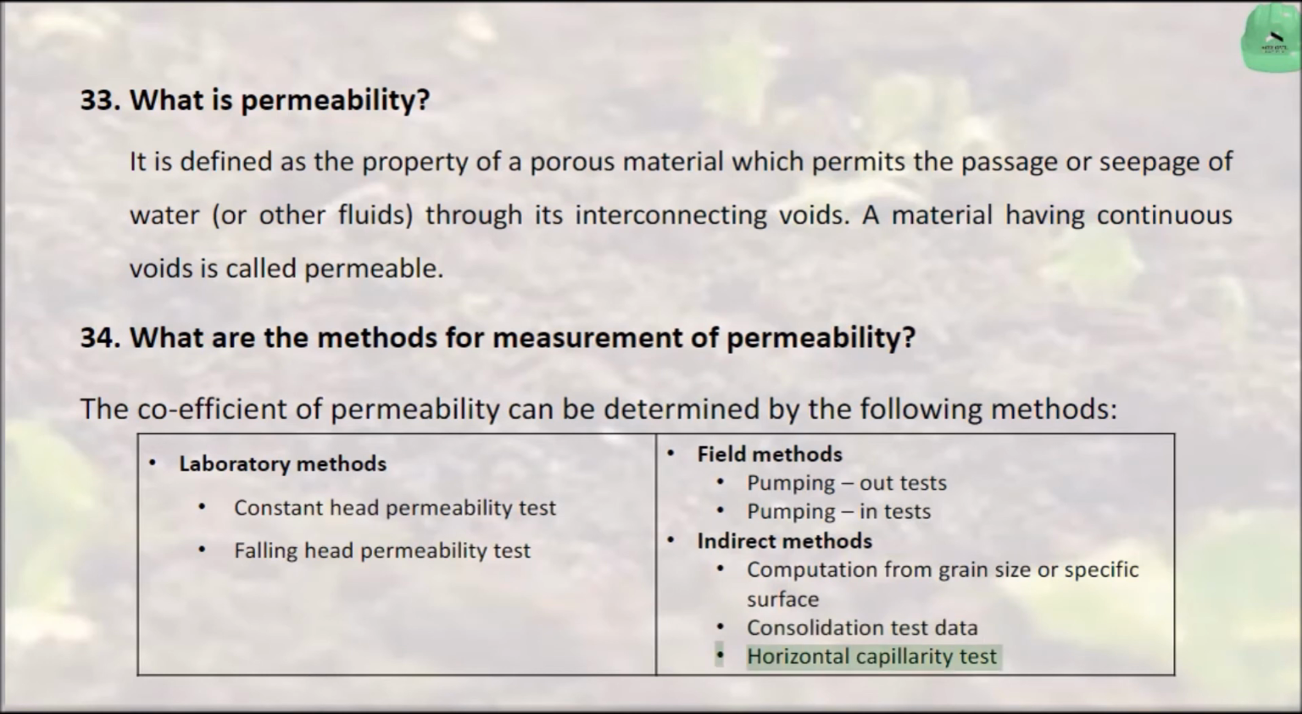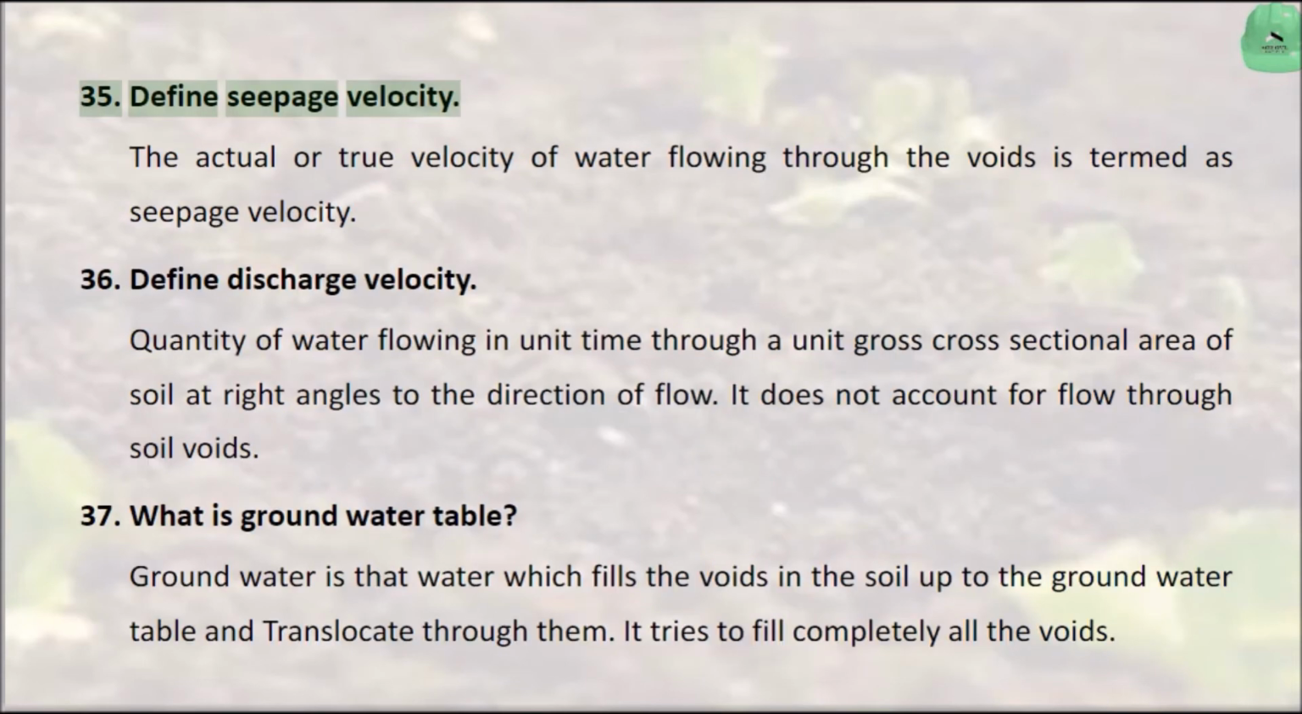Horizontal capillarity test. Define seepage velocity. The actual or true velocity of water flowing through the voids is termed as seepage velocity.